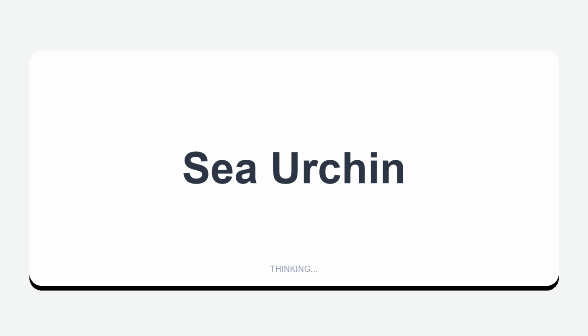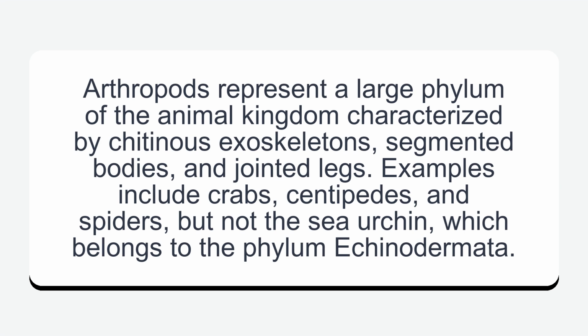Sea urchin. Arthropods represent a large phylum of the animal kingdom characterized by chitinous exoskeletons, segmented bodies, and jointed legs. Examples include crabs, centipedes, and spiders, but not the sea urchin, which belongs to the phylum Echinodermata.